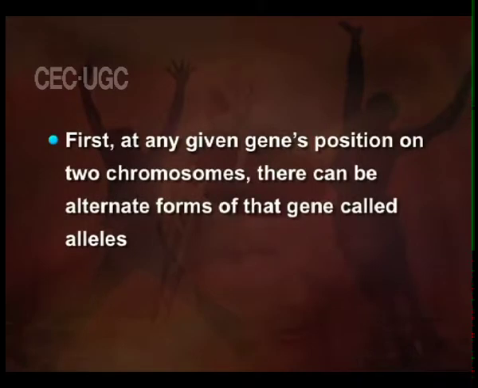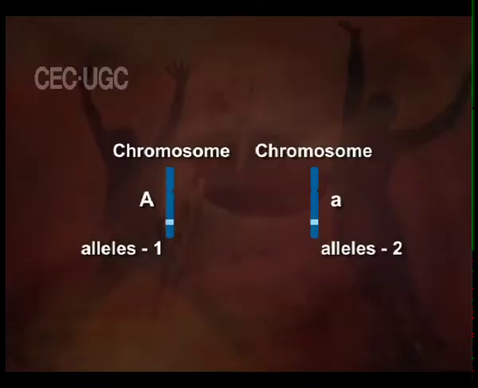First, at any given gene's position on two chromosomes, there can be alternate forms of that gene called alleles. For example, if there is gene A, it can have two alleles, the dominant allele represented by capital A and the recessive allele represented by small a. Each of these alleles is inherited from either of the parents.